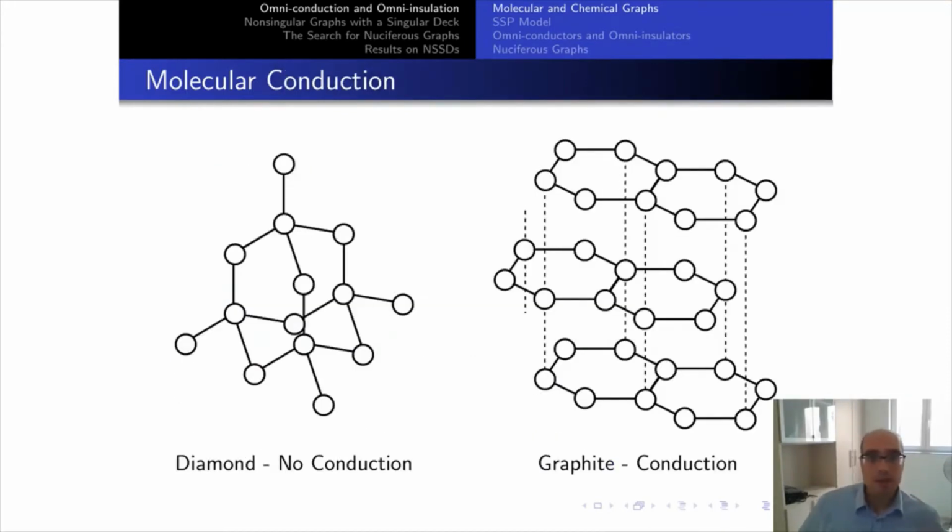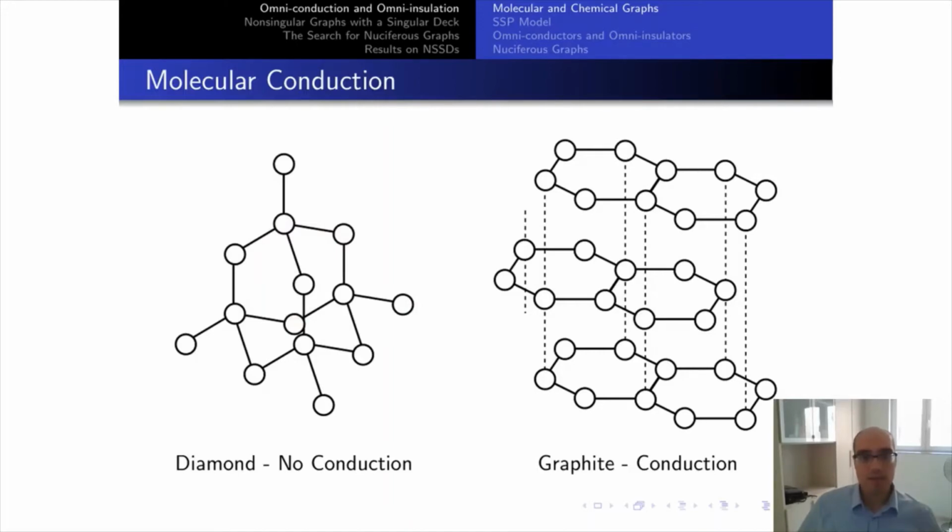Let's give an example then. So we have a diamond here and graphite. They are both carbon molecules, as you might know. In the case of diamond, the structure of the carbon atoms is tetrahedral, as you see here. And each carbon atom is bonded with 4 others, as you see here.